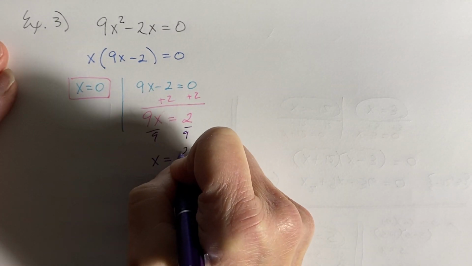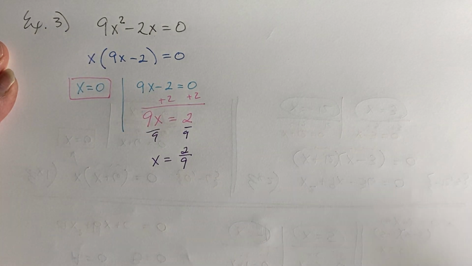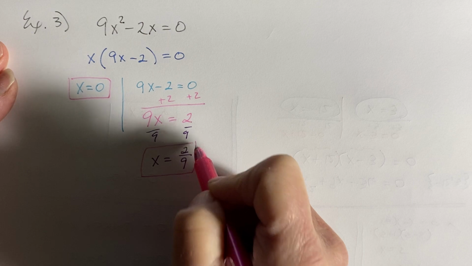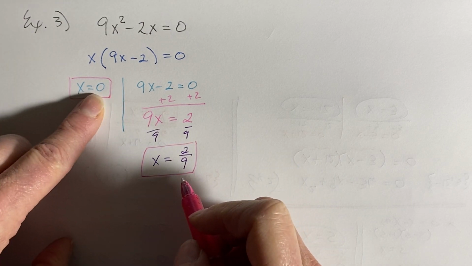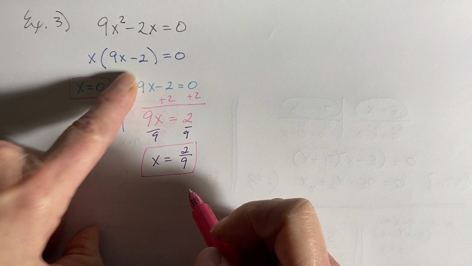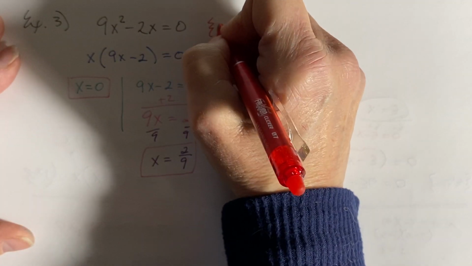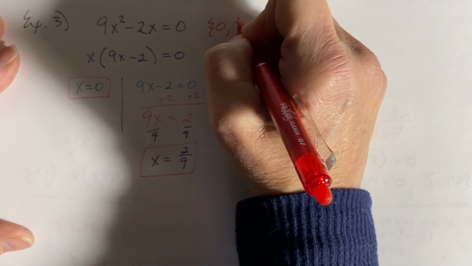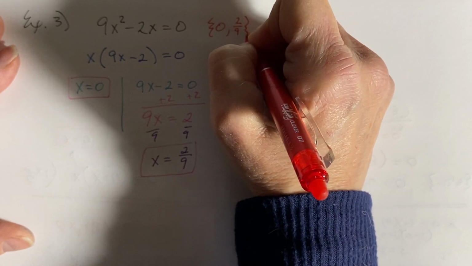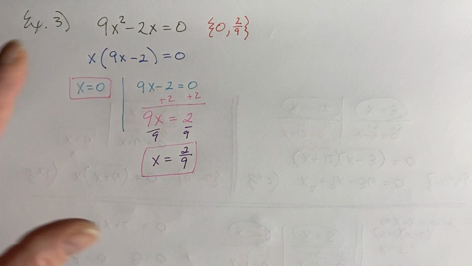Gives me 2/9. So that means I have, again, two solutions. The 0 from that factor and 2/9 from that factor. So my solution set, I have 0 and 2/9. Both of those are solutions to that equation.